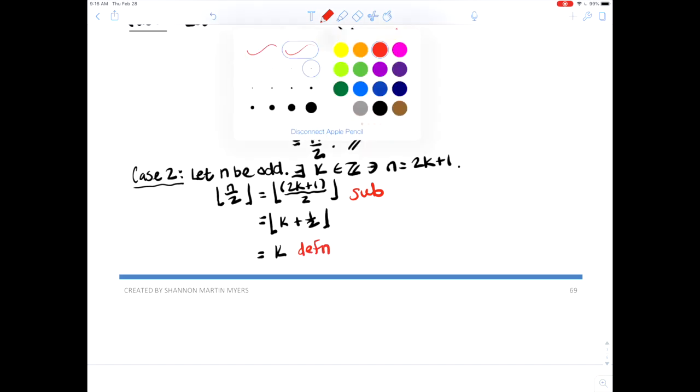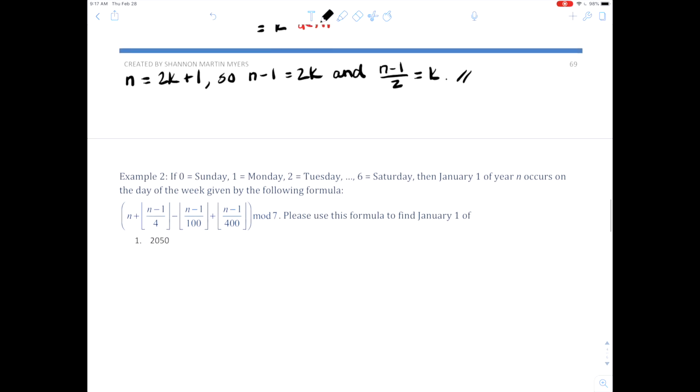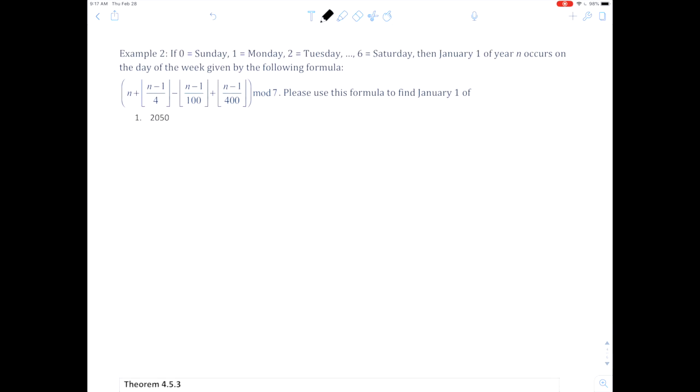But what was k? Well, I don't know. Why don't we check it out? We know that n is 2k plus 1, right? So if we were to isolate k, starting, what would we have? We'd have n minus 1 is 2k. And then what? n minus 1 over 2 is k. And we've done it. We've shown it. Cool, cool?